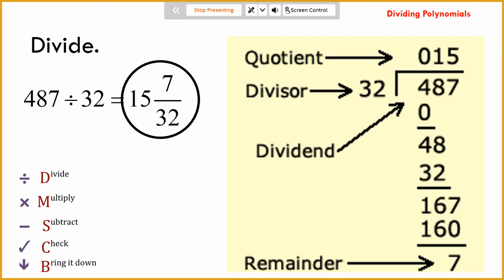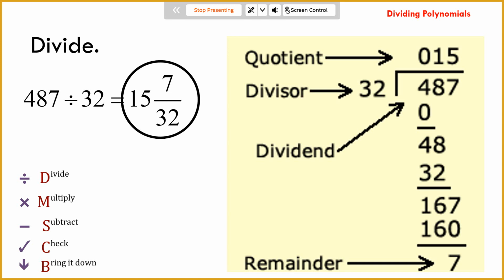Divide, and you can use just the first letter unless you won't remember it, but it's divide, multiply, subtract, check, and bring down. Those are the 5 steps that we would use if we had no variables, and we'll also use them when we have variables. Once again, divide, multiply, subtract, check, and bring down.